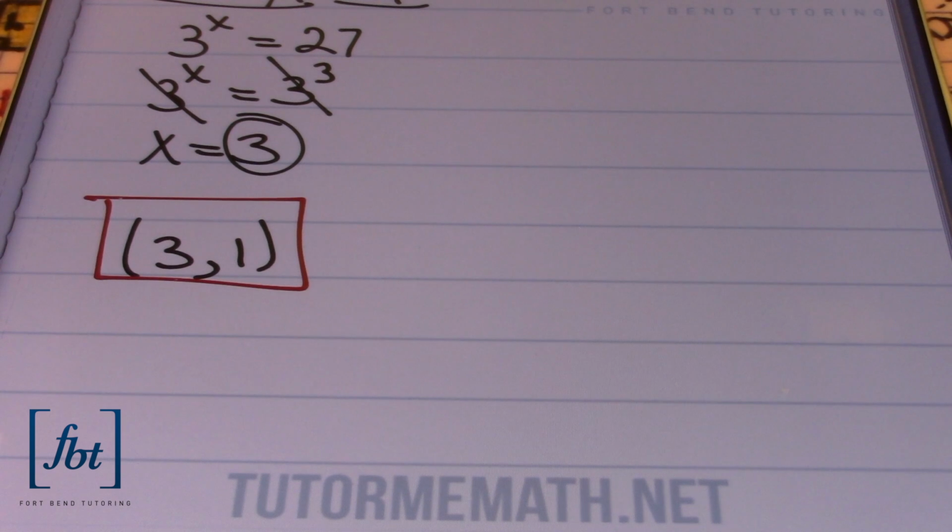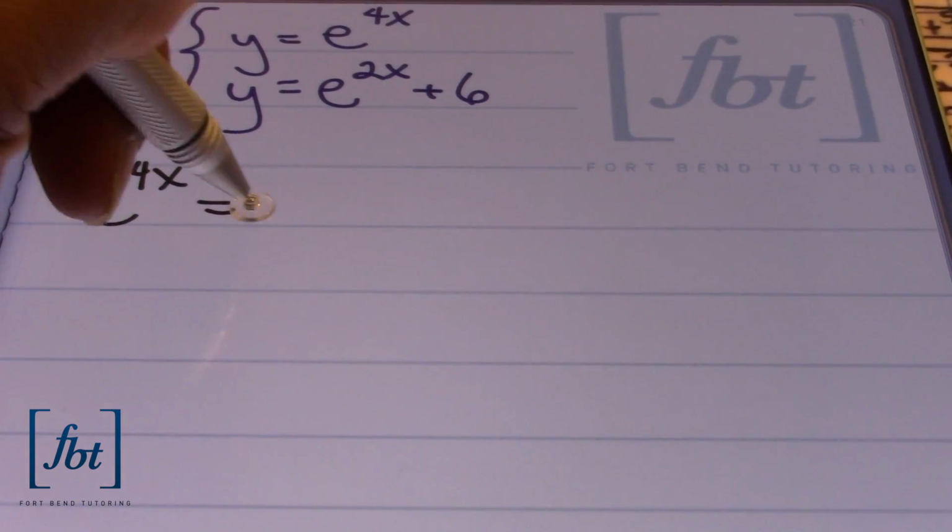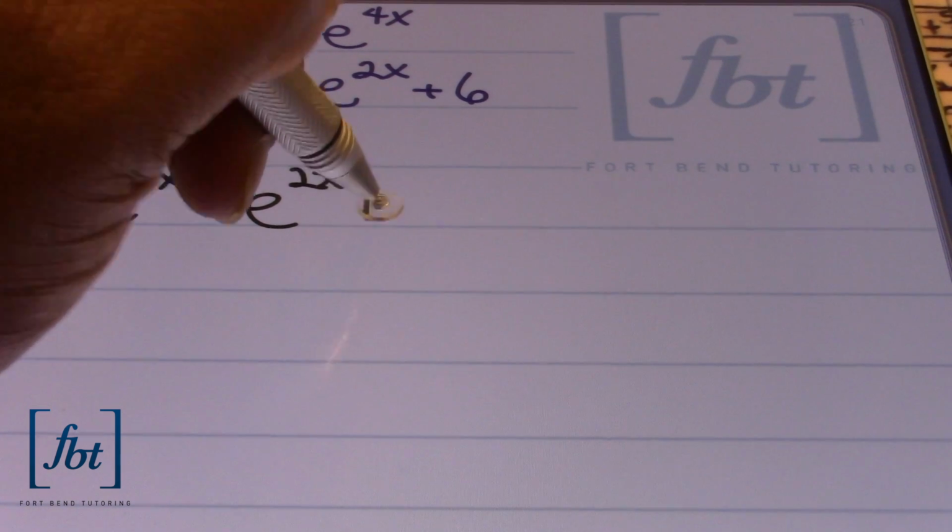We're moving on to problem number 8. Here we go with problem number 8. With problem number 8, we have the equations y equals e to the 4x and y equals e to the 2x plus 6. Since y is already solved for, we will be setting these equations equal to one another. We'll have e to the 4x equals e to the 2x plus 6.